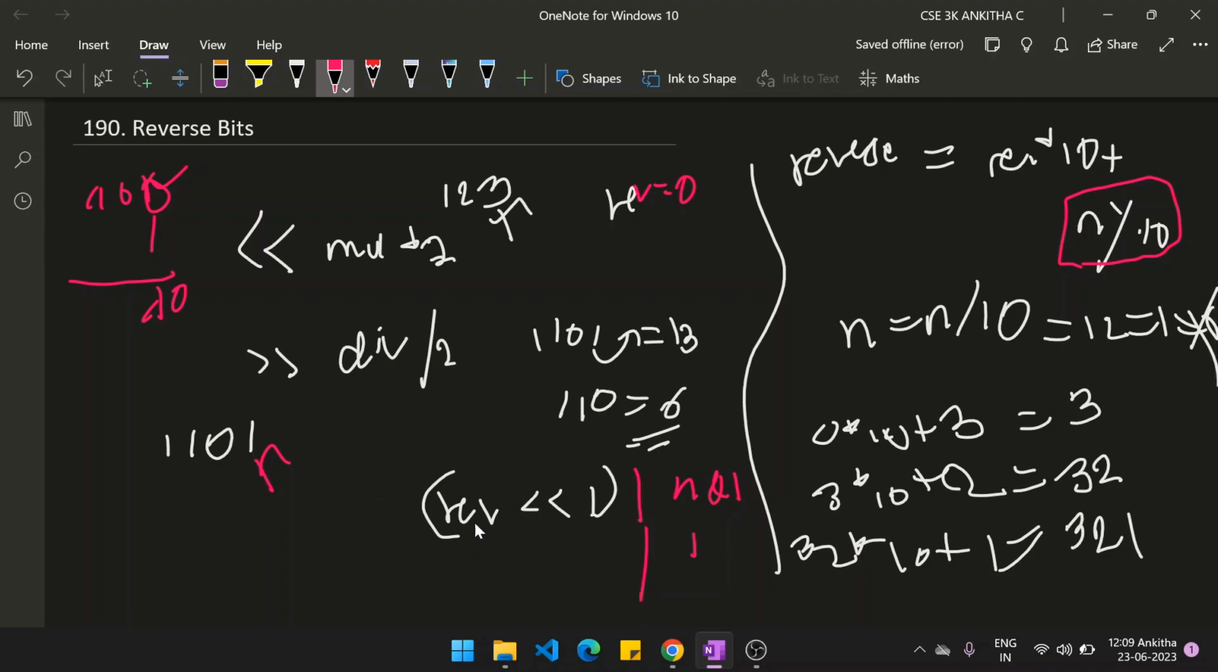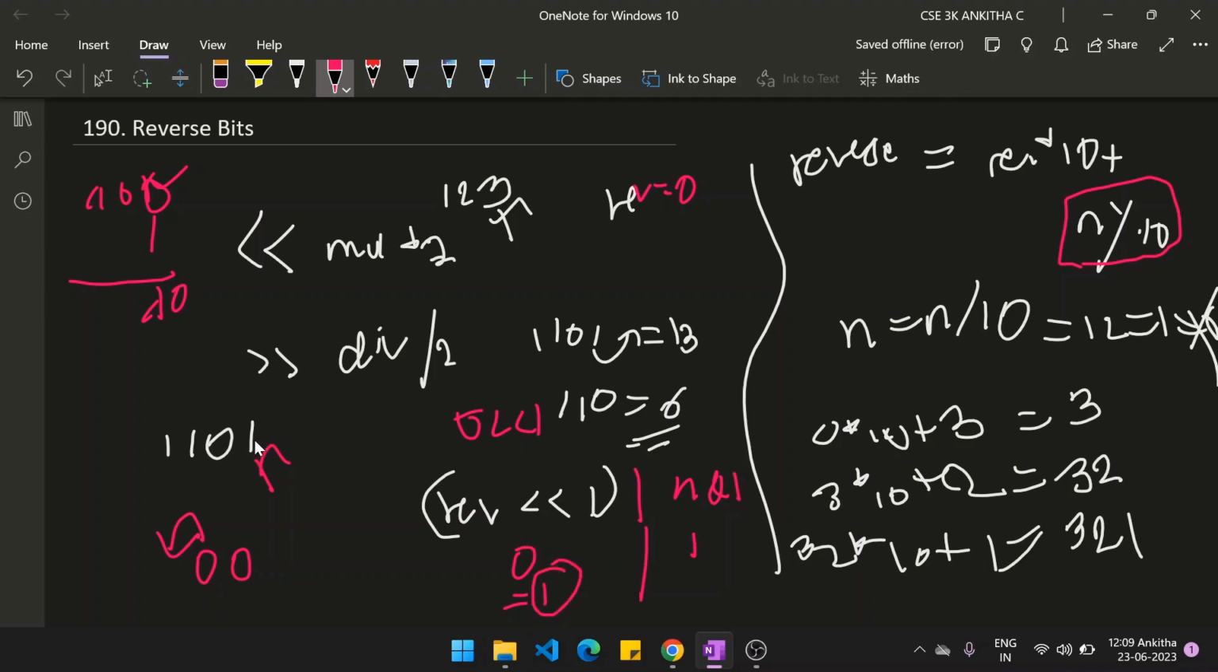And you do bitwise OR with it, after the left shift. The initial reverse is 0, so 0 left shifted by 1 gives 0 itself, nothing but 0. Then 0 OR 1 will give you 1 as the answer. This is the first step.